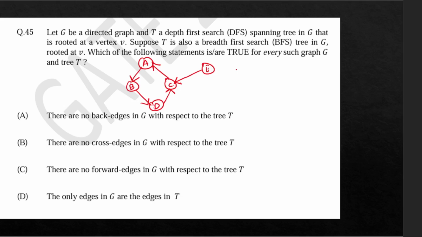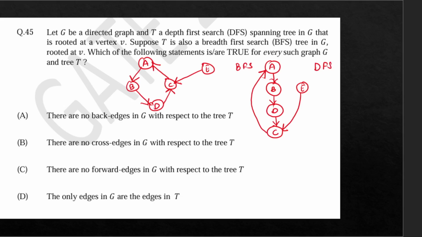So how to create BFS from this? The BFS tree will be created like this. A to B, B to D, D to C, and after that we have to come back, and from B it will give you E. And how will the edges go? This is going to go like this, and after that a back edge from C will be there and an edge from E will be there.